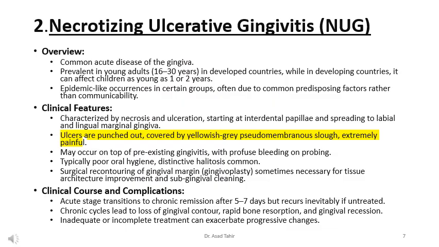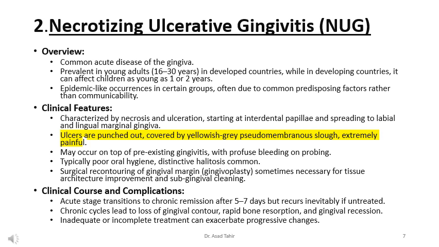Necrotizing ulcerative gingivitis (NUG) overview. A common acute disease of the gingiva. Prevalent in young adults, 16 to 30 years, in developed countries, while in developing countries, it can affect children as young as 1 or 2 years. Epidemic-like occurrences in certain groups are due to common predisposing factors rather than communicability.